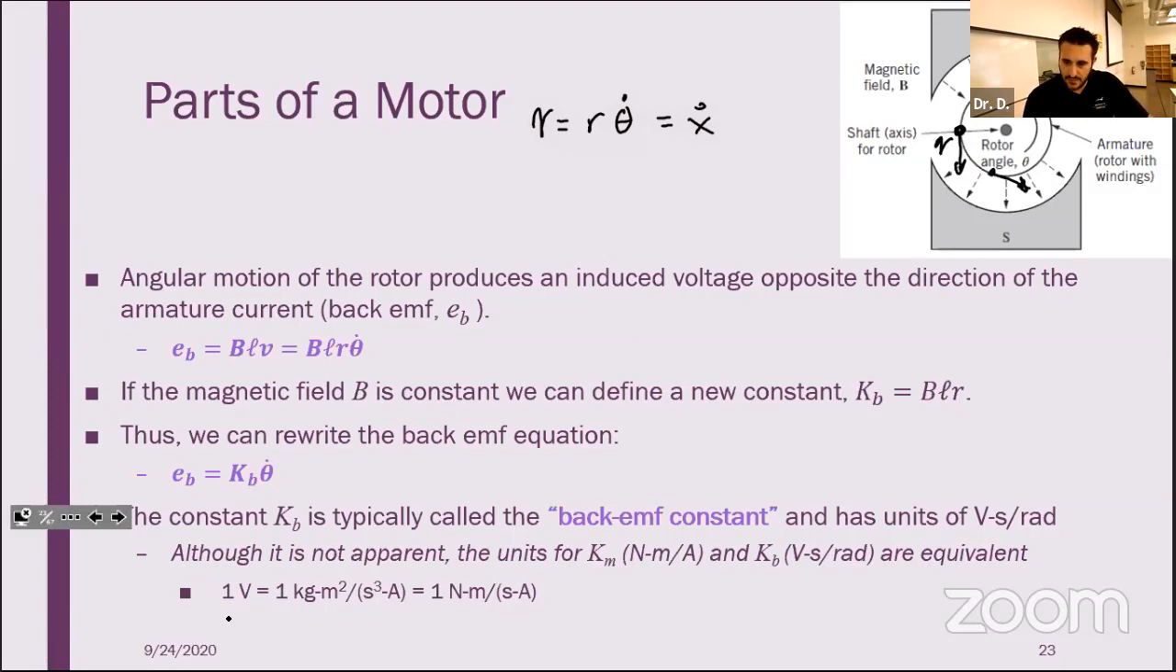You can do the unit conversion. You can check to see that these are equivalent. And here it is: 1 volt is 1 kilogram meter squared per second cubed amp, which is 1 Newton meter per second amp. So there's that.